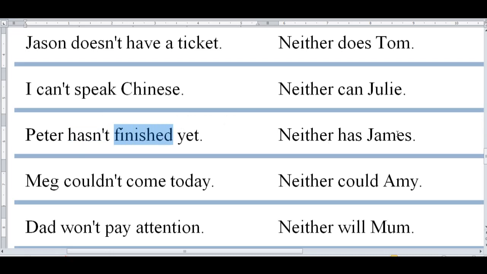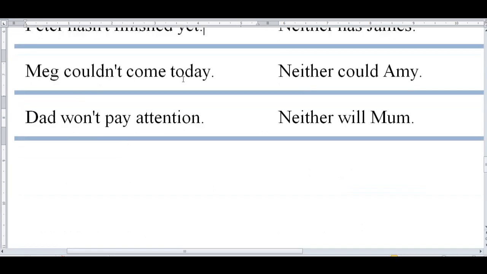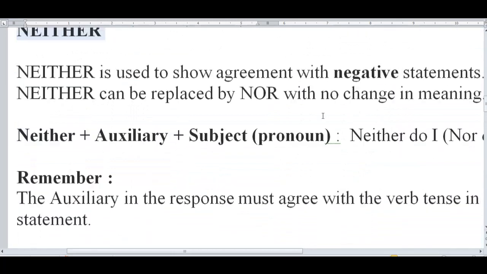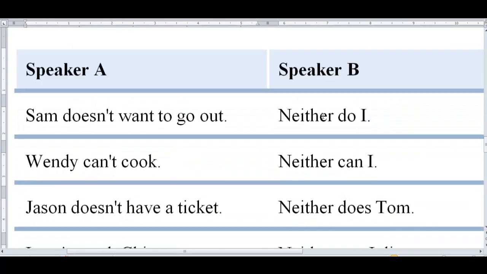Neither has James. Meg couldn't come today. Neither could Amy. Dad won't pay attention. Won't, remember, is will not. Neither will Mom. Okay, all of these show agreement.